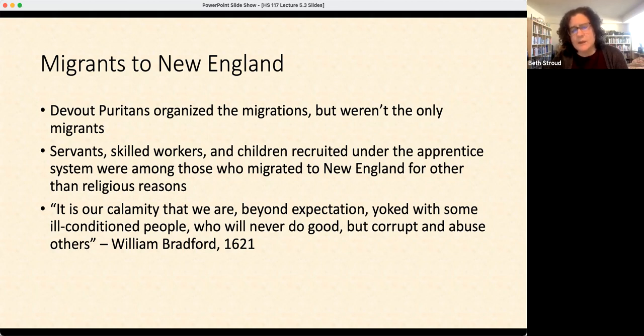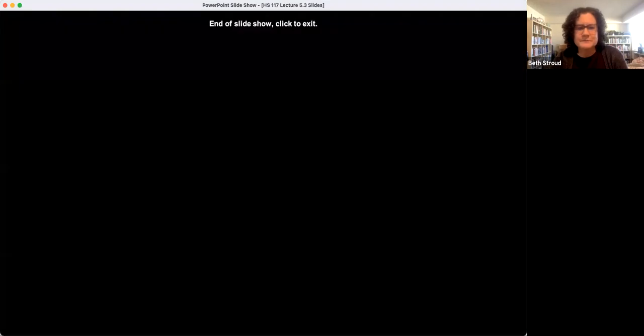And William Bradford, as early as 1621, wrote something that tells us that the colony was not a unified religious group. He said, "It is our calamity that we are beyond expectation yoked with some ill-conditioned people who will never do good, but corrupt and abuse others."